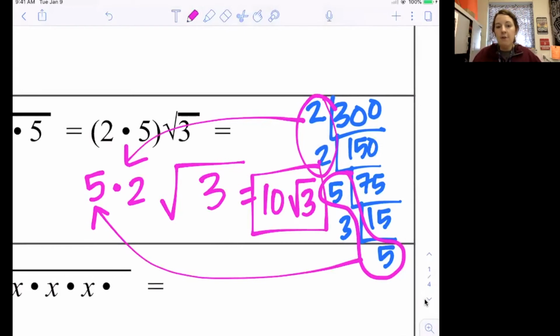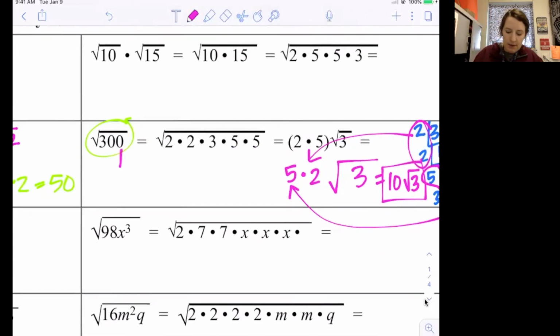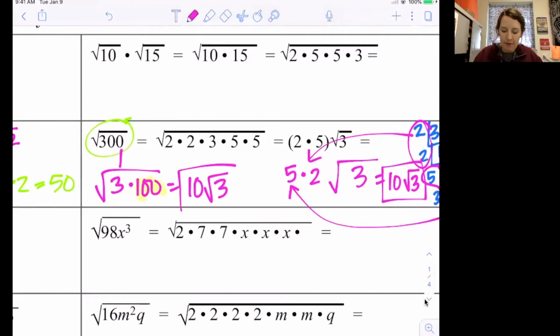Now, if you recognized that 300 can be written as 3 times 100, this might have been a quicker way for you to do it, because you can take the square root of these numbers individually. And we know that the square root of 100 is 10. So we can take that square root and put it on the outside of our radical and leave the 3 on the inside as something we can't take the square root of. We got the exact same answer as we got using our prime factorization.